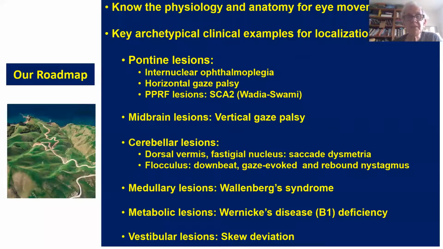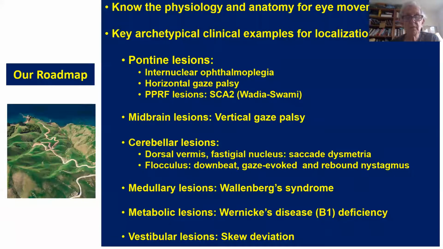So that's it for today. I'm running out of gas. Just a reminder, remember the physiology and anatomy for eye movement control. Know these classical clinical examinations we saw today. We saw INO, we saw horizontal gaze palsy, we saw an isolated PPRF lesion, Wall-eyed bilateral INO. We saw vertical gaze palsy.